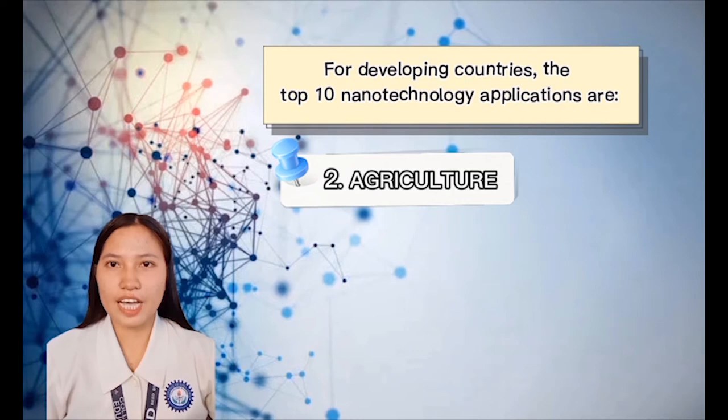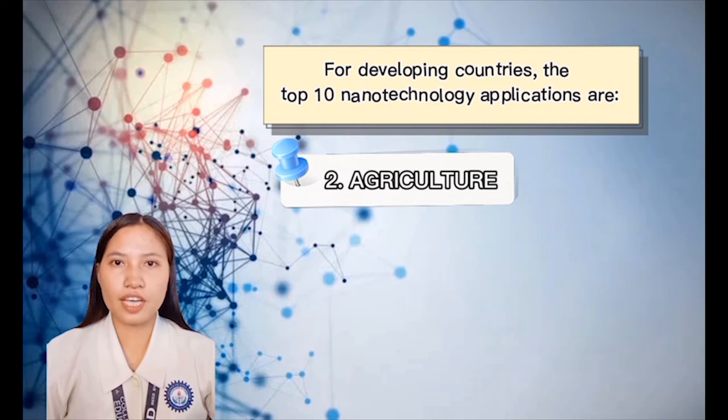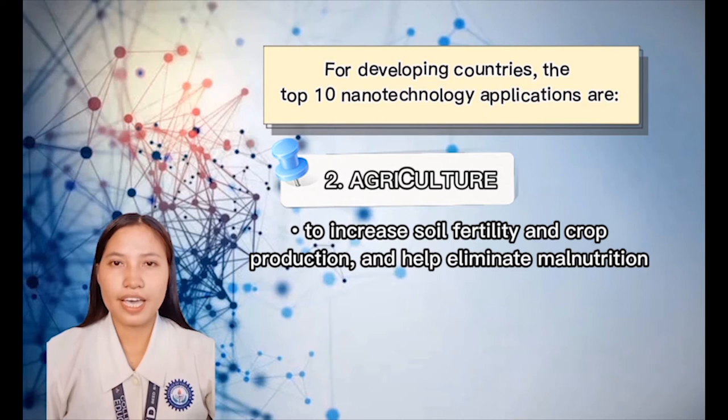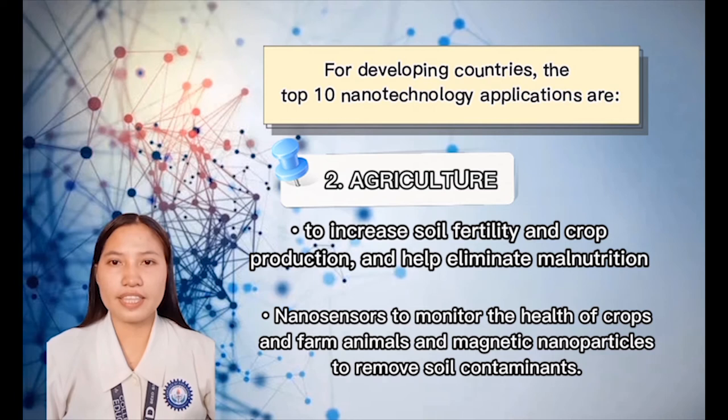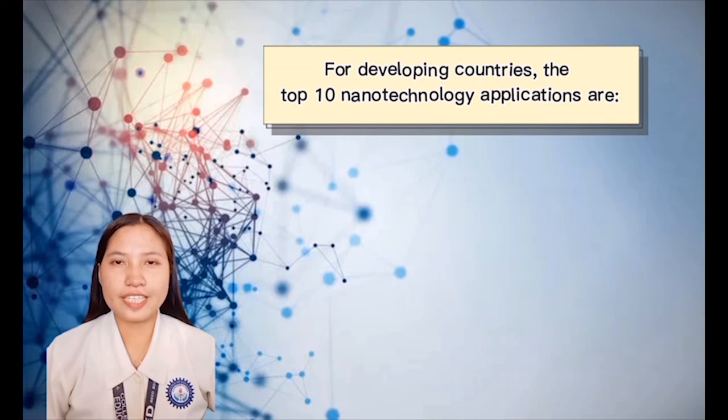Next is agriculture. Researchers are developing a range of inexpensive nanotech applications to increase soil fertility and crop production and help eliminate malnutrition, a contributor to more than half the deaths of children under 5 in developing countries. Nanotech materials are in development for the slow release and efficient dosage of fertilizers for plants and of nutrients and medicines for livestock. Other agricultural developments include nanosensors to monitor the health of crops and farm animals, and magnetic nanoparticles to remove soil contaminants. Number 3 is water treatment.